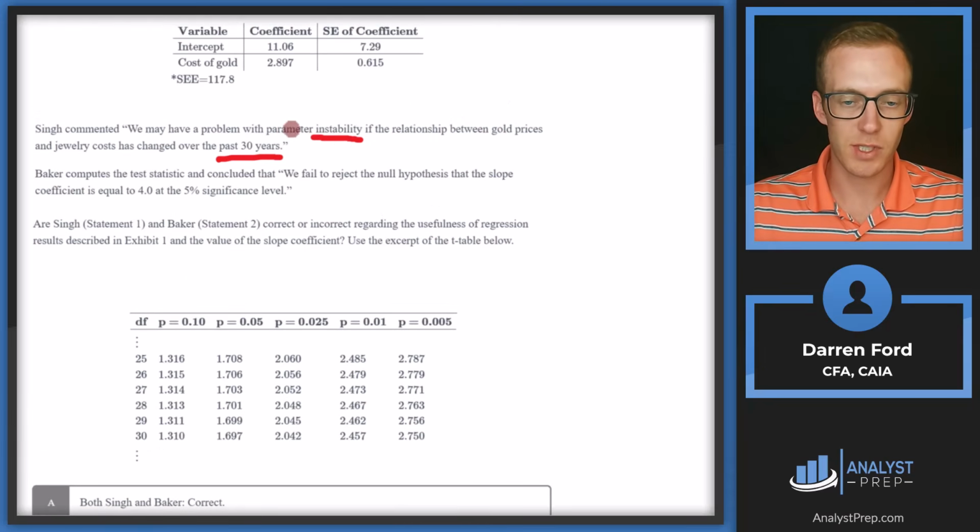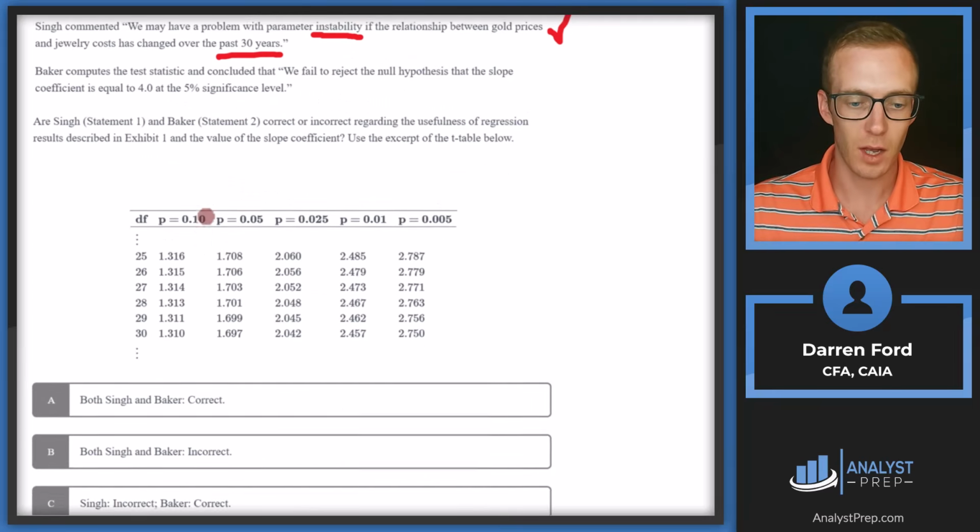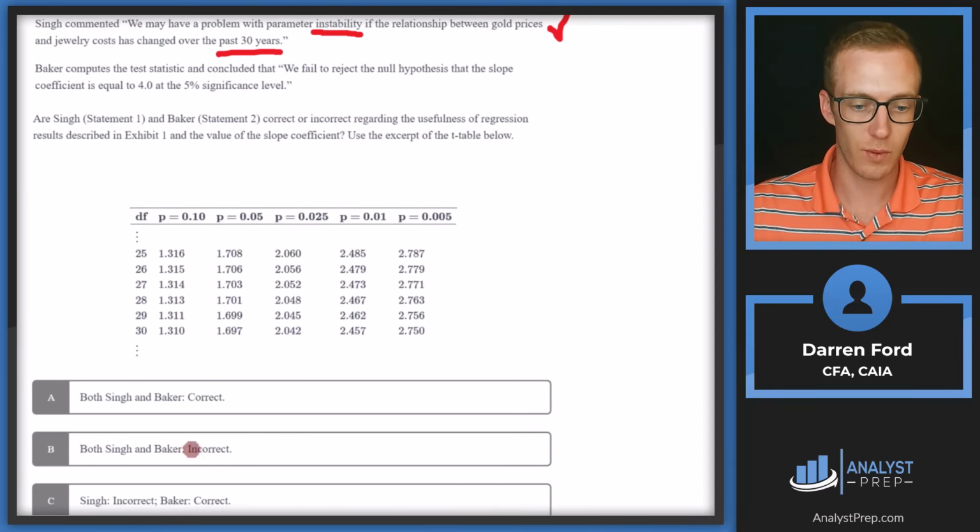So we kind of talked about Singh already, and this one would be correct. If that relationship hasn't been stable or has changed a lot over time, then it's not going to be predictive, making our model kind of inaccurate. So Singh is correct. So we've got both are incorrect, we can rule that out. Singh is incorrect, we can also rule that out. So just by default, we could go with A if we were in a bit of a rush.